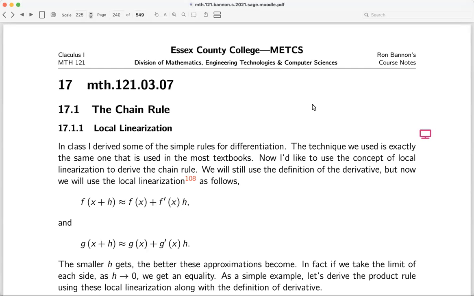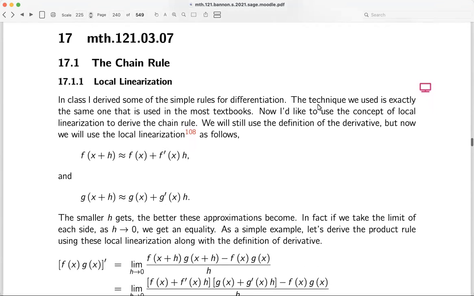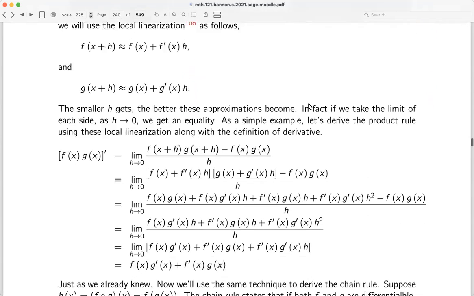Okay, we're in section 17 of the notes on the chain rule. The chain rule is going to be very difficult for some students to understand. It does require some patience and practice on your end. The way I'm going to approach this rule is by using what's called a local linearization. We'll go through that. Depending on what textbook you have, they might use local linearizations too. I'm not going to say it's a proof, but it's a way to understand the derivation of the chain rule.